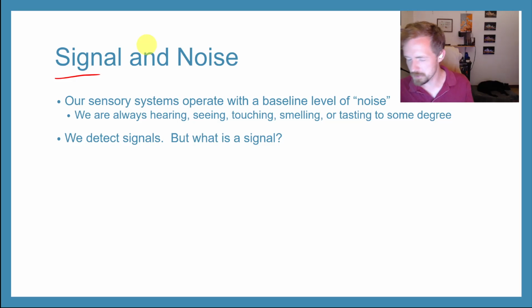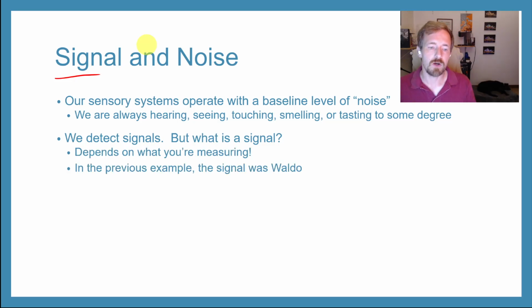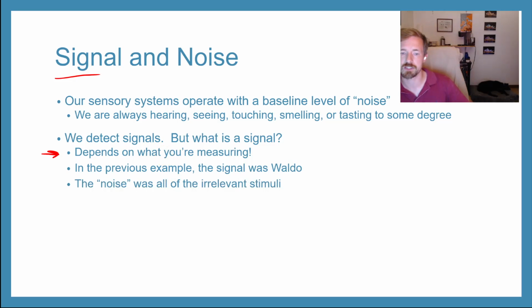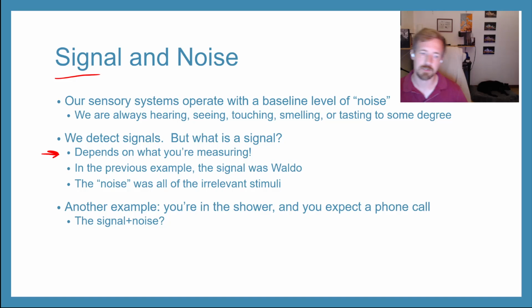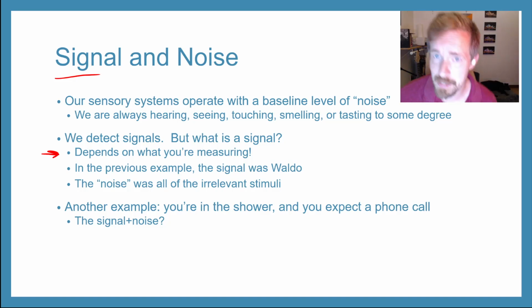If I am sipping some coffee and I'm not sure if there's cream in here, and I am trying to taste it, everything that's Splenda is noise. The coffee is noise. You're trying to detect the cream in there. The cream would be the signal. So a signal really depends on what it is that you're measuring. In the previous example, that signal is Waldo, but it's really just anything that you're trying to detect. And the noise is going to be anything that is irrelevant that might distract you from that.